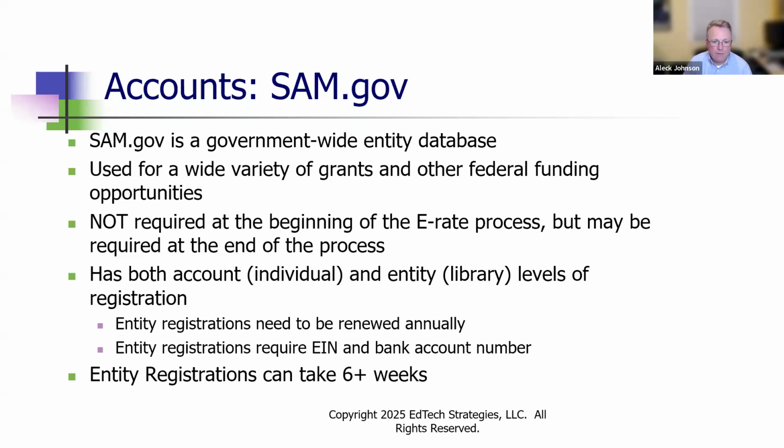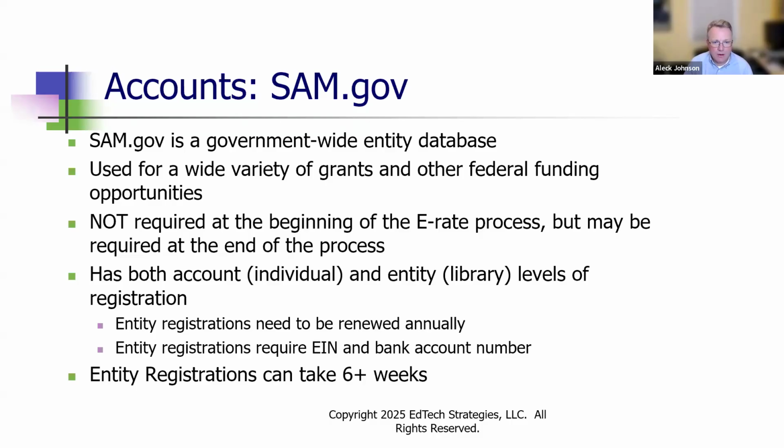One of the critical things to know about your entity registration, not your individual registration, is that it can take 6 weeks or longer for a registration to go through, because they run a number of checks against the entity that you set up. This means it's really important to get the ball rolling on your SAM.gov account as quickly as possible, because it may take a while for them to get around to processing your application and then to make those confirmations.